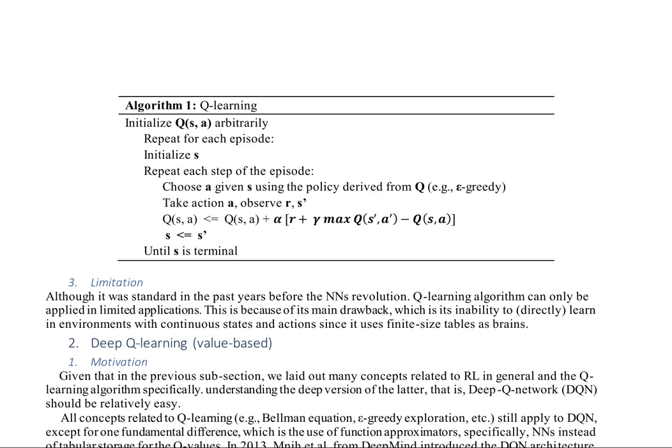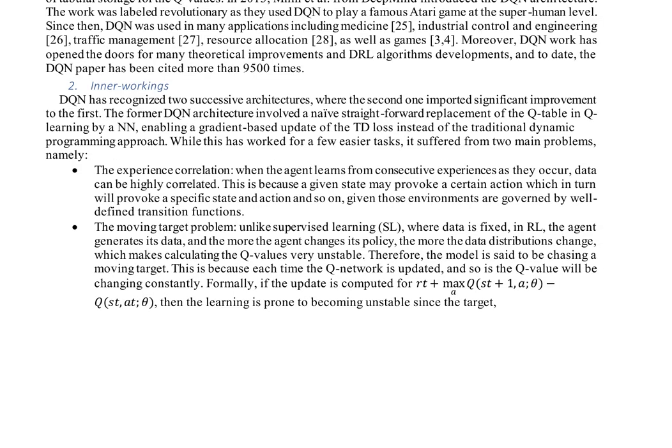However, Q-learning has a significant limitation. It can only be applied to environments with finite, discrete states and actions due to its reliance on tabular storage for Q-values. This limitation is overcome by deep Q-learning, also known as deep Q networks, DQN, which uses neural networks as function approximators to estimate Q-values. DQN was introduced in 2013 by Mnih et al., and has been widely applied in various domains, including medicine, industrial control, traffic management, and games.